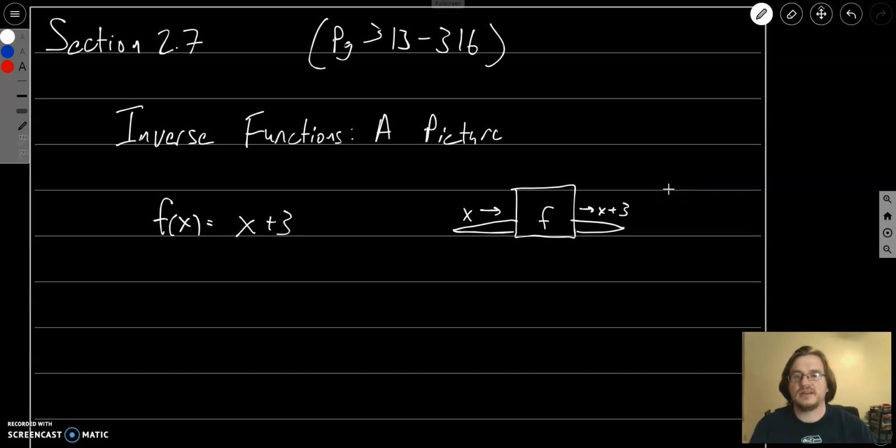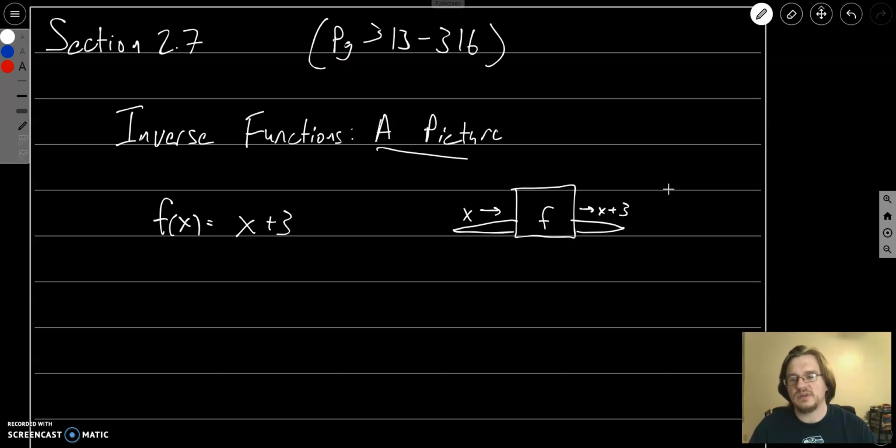Hello and welcome back. We will start section 2.7 in this video, which is all about inverse functions. These are a particular type of function, and I think it's easiest to see these with a picture. So when we think about a function f of x, I tend to think of this function as a machine. We've got our machine labeled f. And when we plug our x as an input into the machine, we'll get an output.